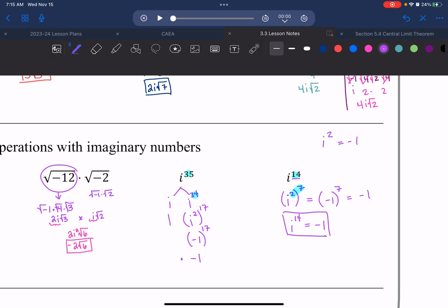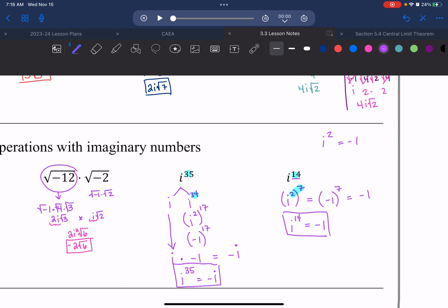And I don't want to forget that I originally factored an i out, so that would leave me with i times -1, which is simply -i. So i to the 35th power is equal to -i.